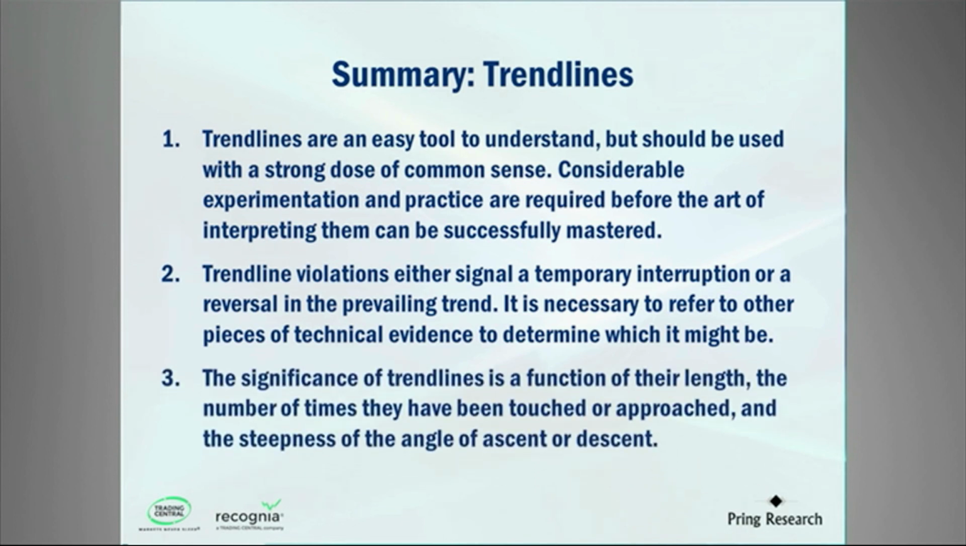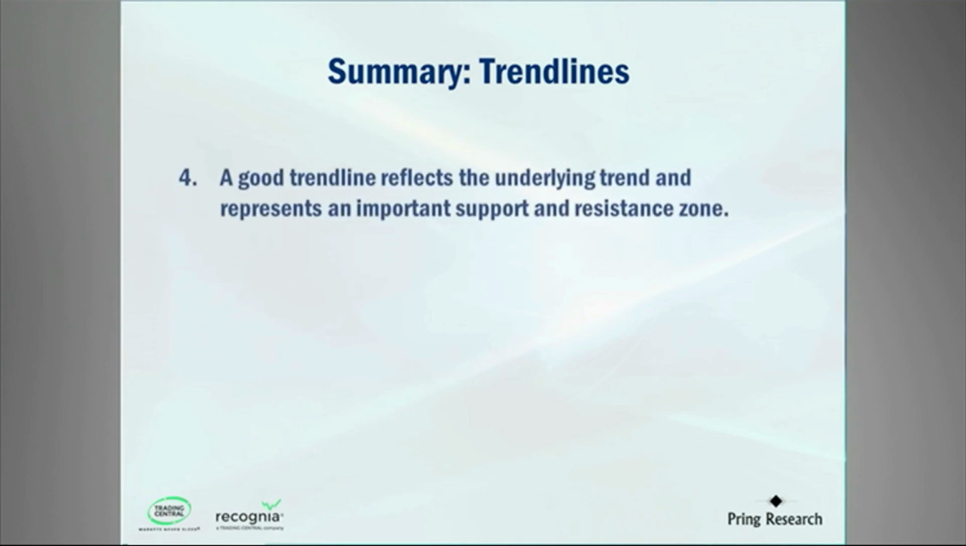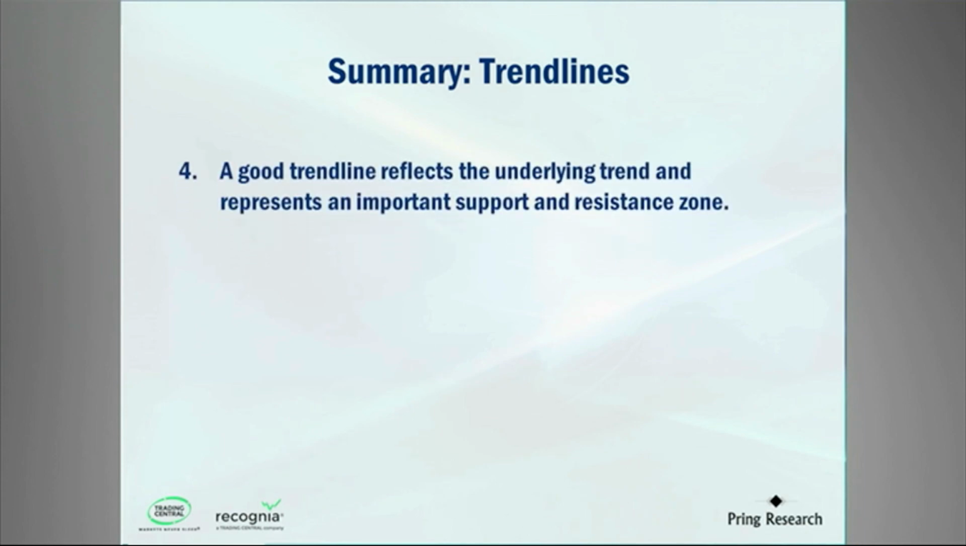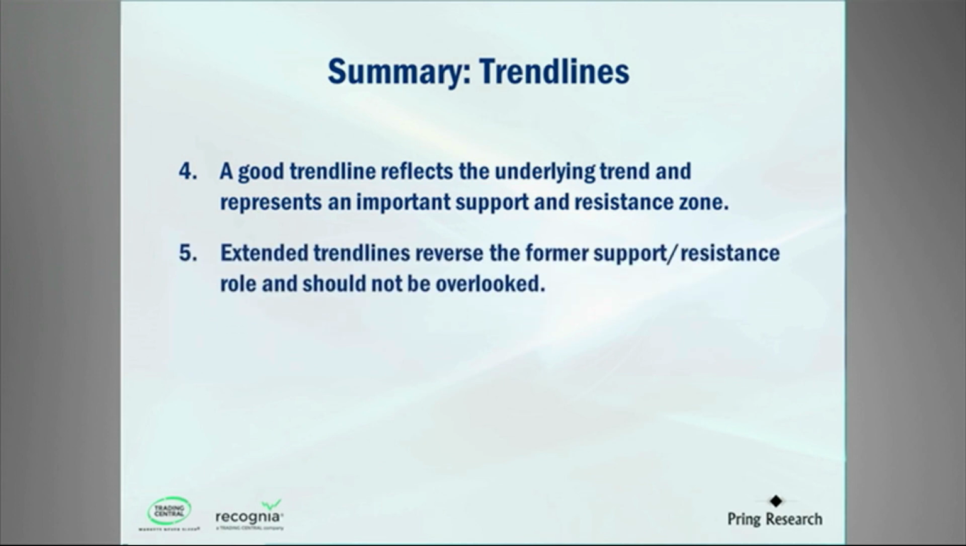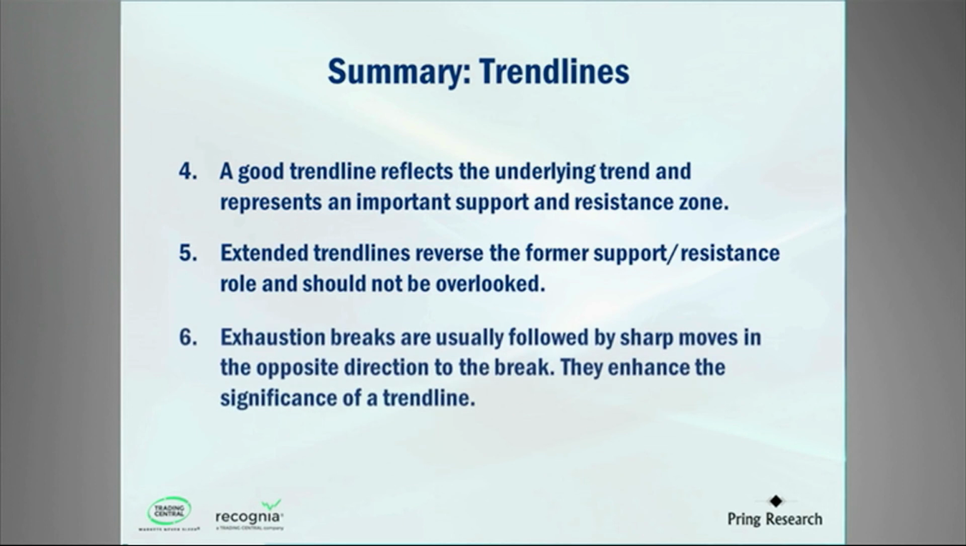3. The significance of trend lines is a function of their length, the number of times they've been touched or approached, and the steepness of the angle of ascent or descent. 4. A good trend line reflects the underlying trend and represents an important support and resistance zone. 5. Extended trend lines reverse the former support-resistance role and should not be overlooked. 6. Exhaustion breaks are usually followed by sharp moves in the opposite direction to the break. They enhance the significance of a trend line.